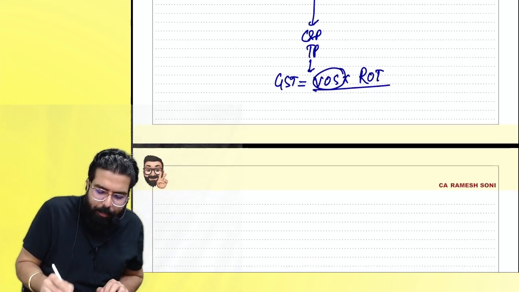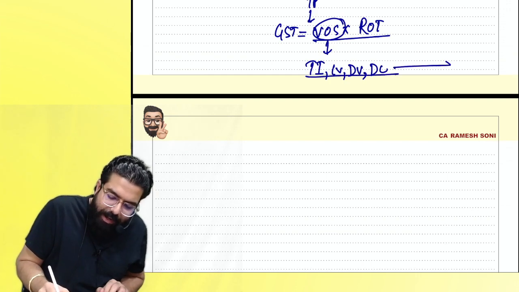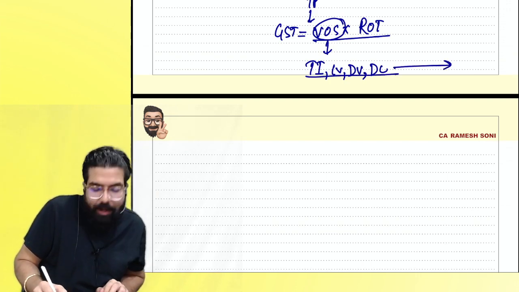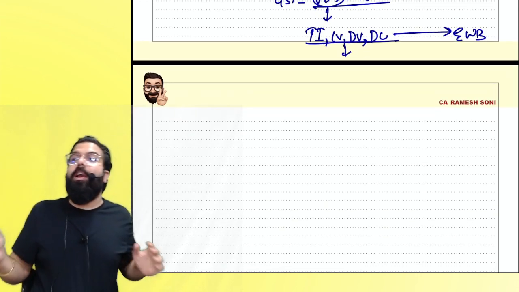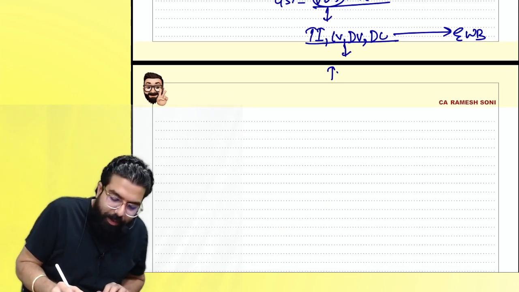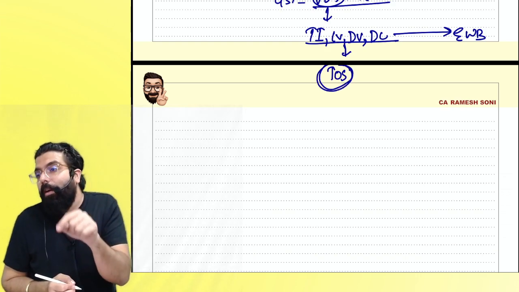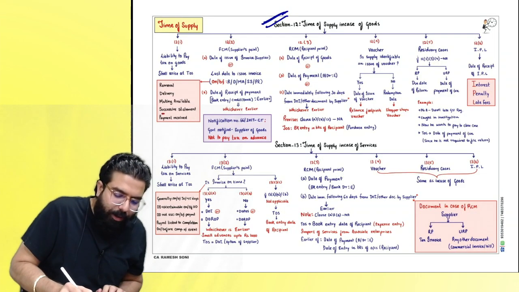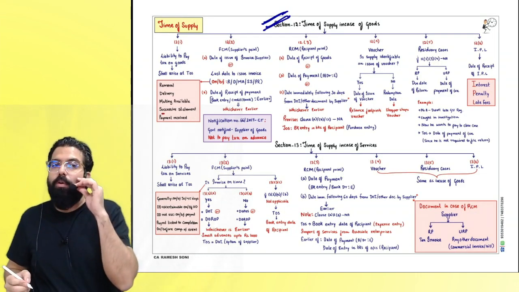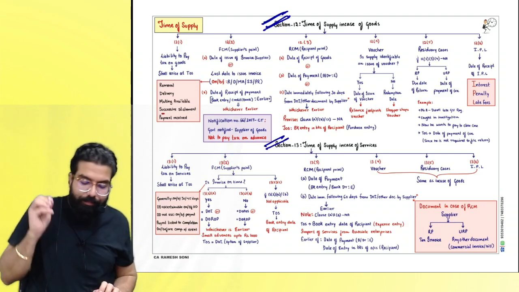Once you know the value, you will prepare what? Tax invoice, credit note, debit note, and delivery challan, and you will send the goods to the other person with the help of an e-way bill. Now the liability will come. Government says your liability comes at the time of supply, means you become liable to pay the tax at the time of supply. How to determine time of supply with respect to goods is told by section number 12. How to determine time of supply with respect to services is told by section number 13.